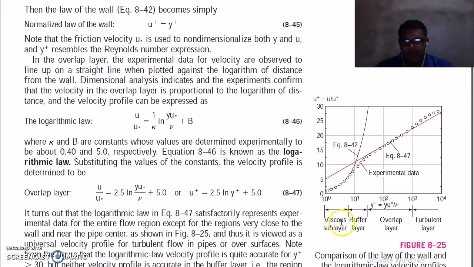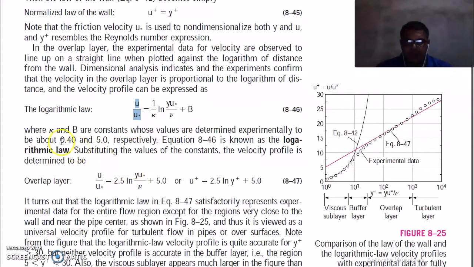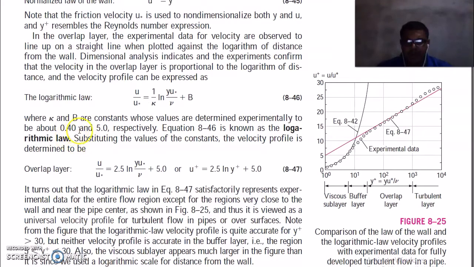You can see this is the viscous sublayer, this is the buffer layer, this is the overlap layer, and this is the turbulent layer. This is logarithmic, in the form of 10 raised to a power, and this dimensionless number is the normalized law of the wall. This is u by u star. Now k and B are constants whose values are determined experimentally, which are 0.4 and 5.